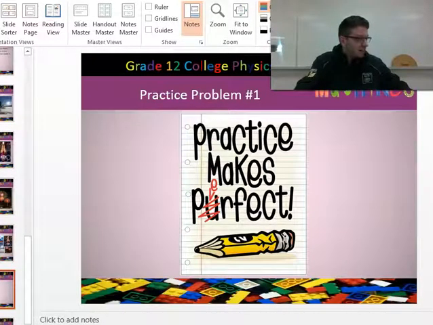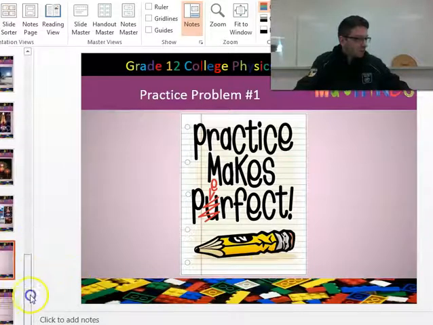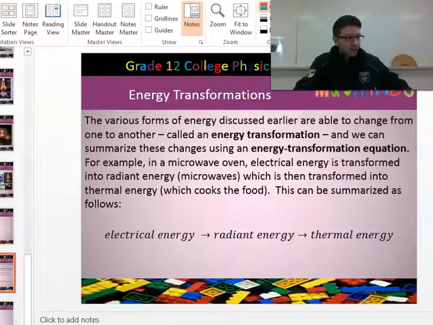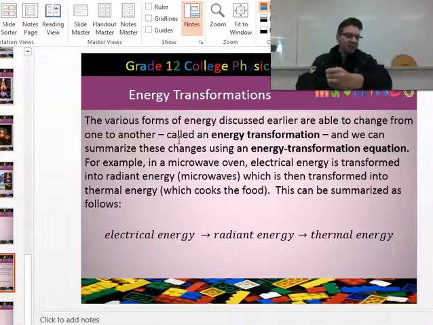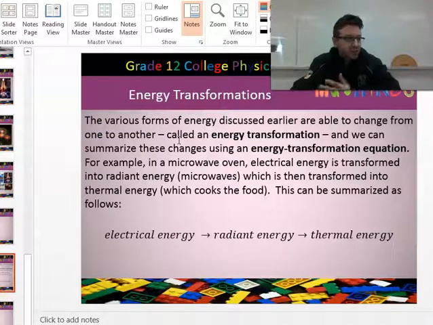Next thing that we're going to do is look at how energy can transform from one form to another. I've been talking about this with my examples, but energies can transform from one form to another. Later we'll talk about how all energy is also conserved, meaning you can't gain or lose energy. It's only transformed from one form to another.